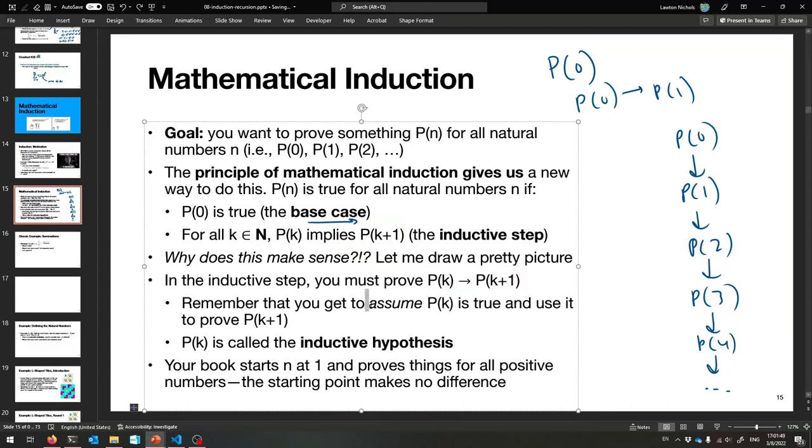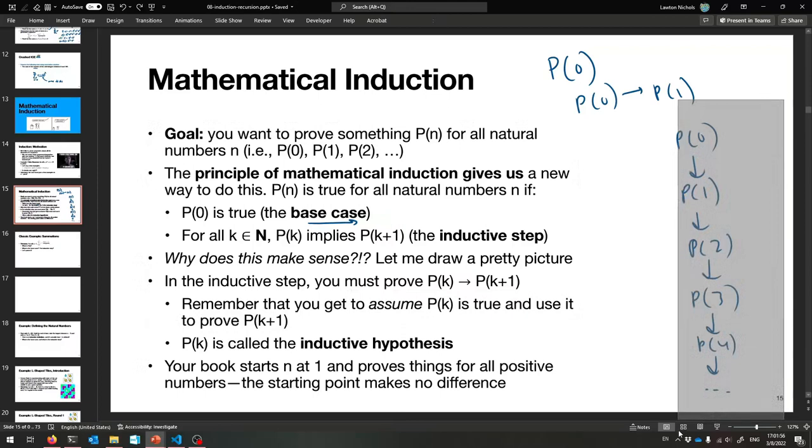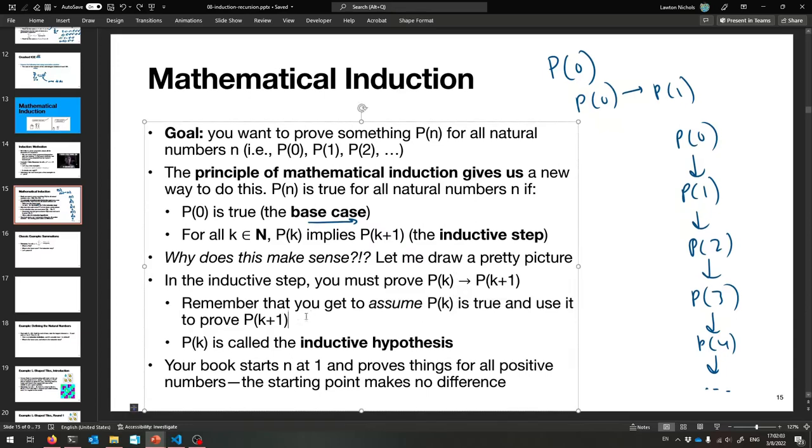Interesting. You just get to assume P of k is true, and you must then prove P of k plus 1 is true. That will give you this very powerful chain reaction to prove P of n for every possible natural number, okay? You assume P of k is true in your proof, and you prove P of k plus 1 is true. And because that's your assumption, also called a hypothesis, P of k is called the inductive hypothesis. We're going to use the inductive hypothesis to prove that the next bigger element holds, okay?